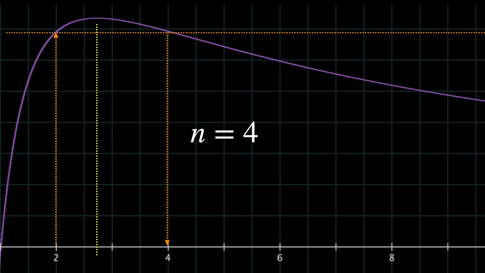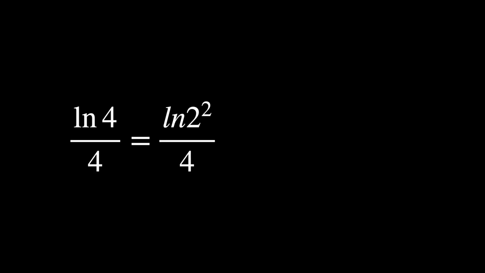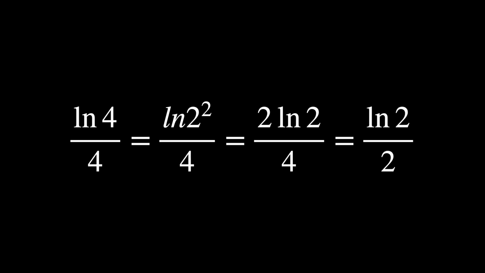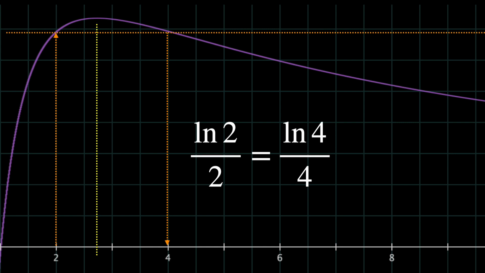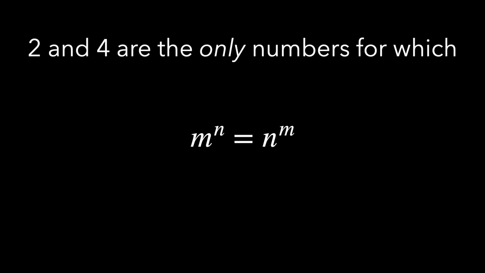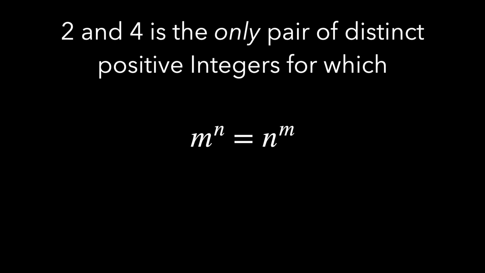When n is 4, the log of 4 over 4 we can express as the log of 2 squared over 4. We can bring down the 2 in the exponent, so it's 2 log 2 over 4. And this simplifies to log 2 over 2. So log 2 over 2 is the same as log 4 over 4, and we know already that 2 to the 4 is 4 squared, so we've seen that 2 and 4 are the only numbers for which m to the n equals n to the m. Or again, being a little more precise, 2 and 4 is the only pair of distinct positive integers for which m to the n is n to the m. Isn't that fun?